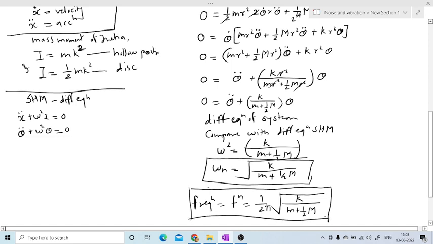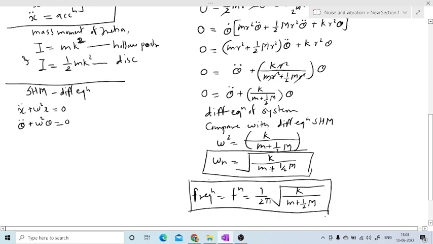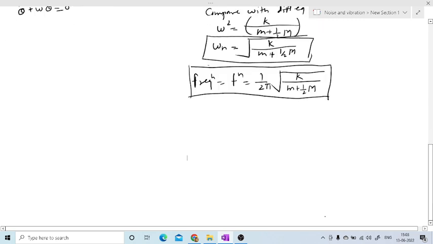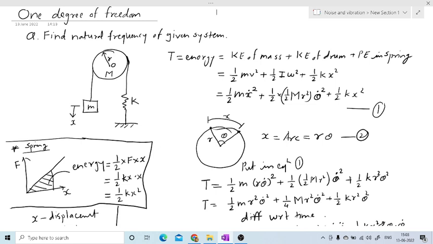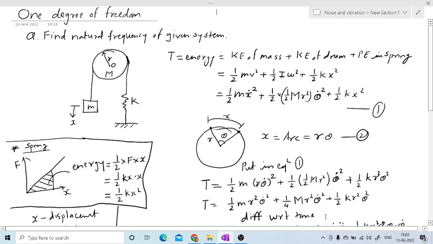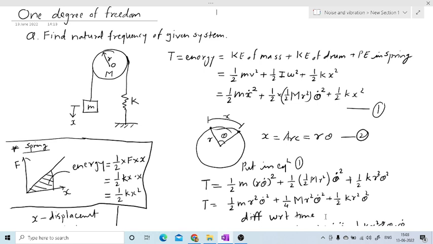Okay, so I'll revise this one more time. Just see quickly. In the system, they have given one mass attached to a string. That string is wound around one drum, that is a disc, and attached to one end having a spring. So by energy method, there is kinetic energy of mass, kinetic energy of drum, and potential energy stored in spring. Kinetic energy is 1/2 m v square, for the drum 1/2 I omega square, and potential energy is 1/2 k x square, that is shown on the left side.